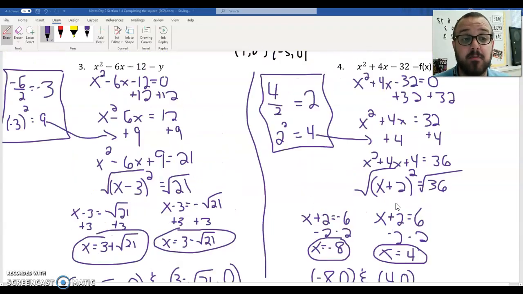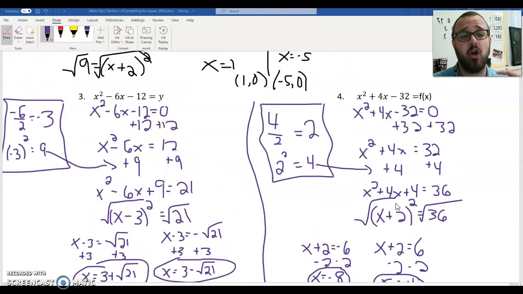That's the process for completing the square. It's one of those things that looks really gross and really complicated, but it is a set process that you do every time, and it's the same process. So it doesn't matter what kind of quadratic you're looking at. Follow that process, and you will find the roots of your quadratic.